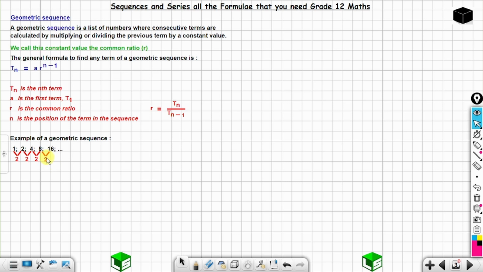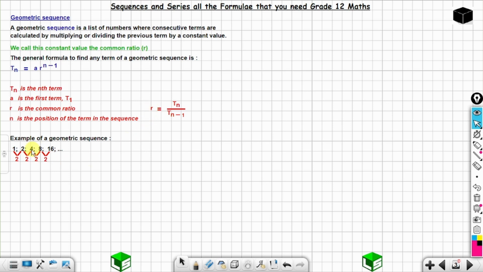So you can see, to find the common ratio, you always take the next term over the previous term. 2 divided by 1, you have 2. 4 divided by 2, you have 2. 8 divided by 4, you have 2. 16 divided by 8, you have 2. So you can take any next term over the previous term to find the common ratio, R.